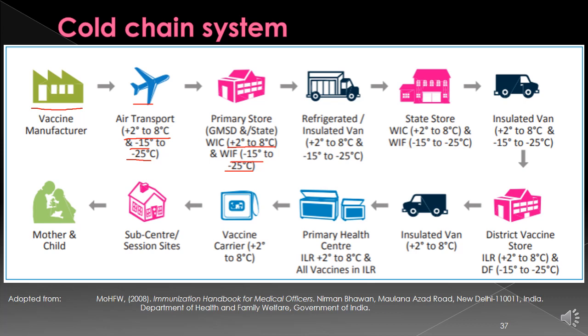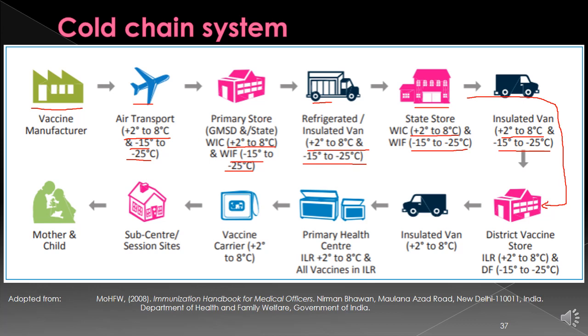From the central stores, the vaccines need to be transported to the regional stores. Now, in the vehicle or in the van, again, temperature must be maintained accordingly. At the regional stores, the temperatures again must be maintained accordingly. From the regional stores, the vaccine needs to be transported all the way to the county stores. So during this transportation, again, the temperatures must be maintained accordingly.